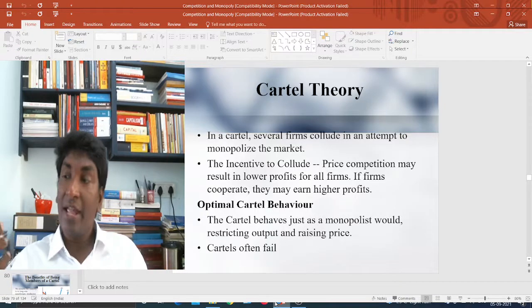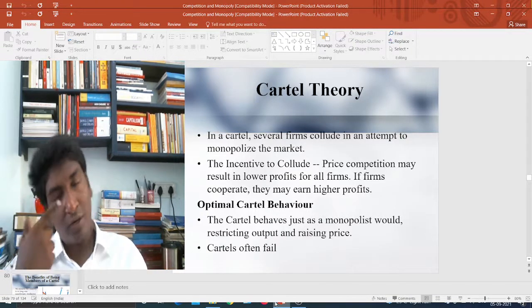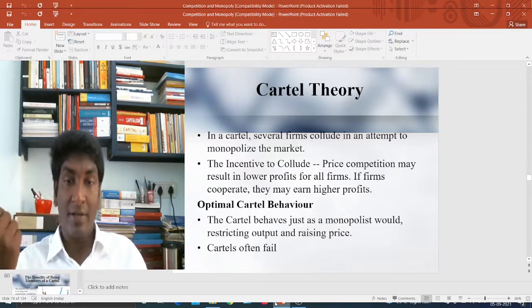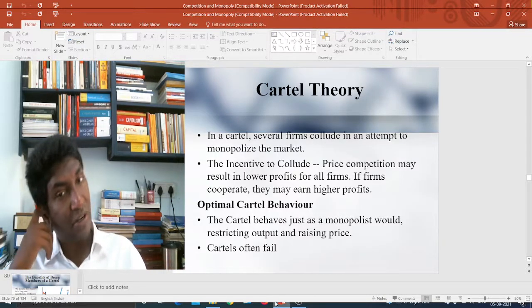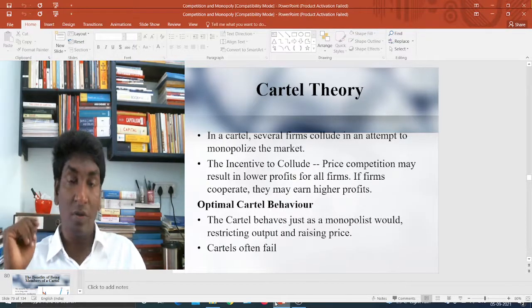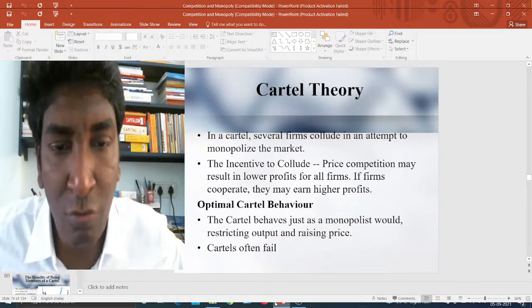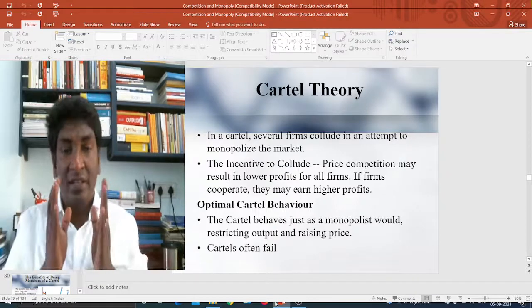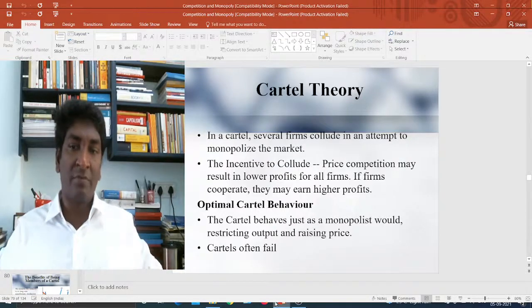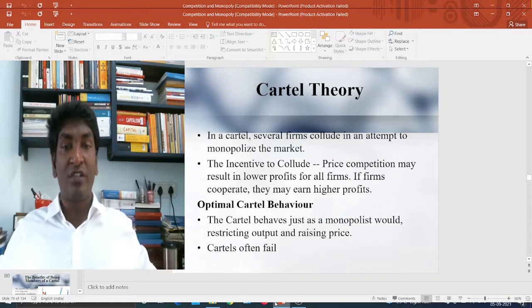Now again, in the oligopoly, you have another set of possibilities. Besides this price leadership model, of course, you have cartel theory. As we have already mentioned cartel theory, it is very essential to touch upon it in the oligopolist sense. In a cartel, several firms collude in an attempt to monopolize the market, and the incentive to collude is that price competition may result in lower profit for all firms. If firms cooperate, they may earn higher profit in that sense.